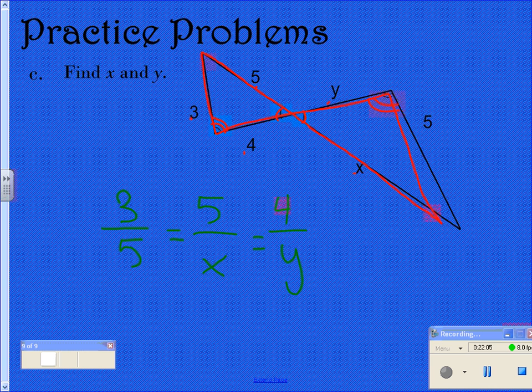Do you agree? That's okay. So 3x equals 25. So x would equal what? Does that make sense? And then 3y equals 20. So y would equal what? Any questions on this? Okay. Go ahead and clear your desk for your corrections.